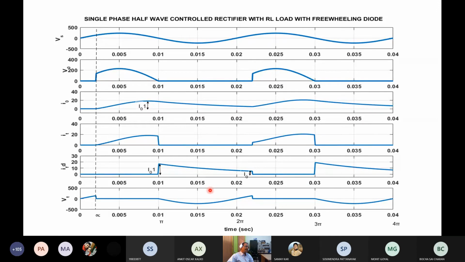Note down the waveform. Sir, what is the significance of freewheeling diode? We'll come to that. So, what difference are you getting here? Negative voltage is appearing? No, no. So, average voltage has improved, right? Because there is no negative voltage, right?